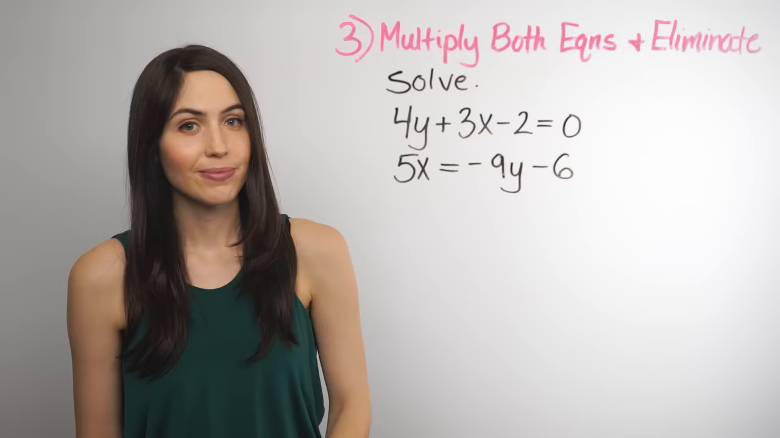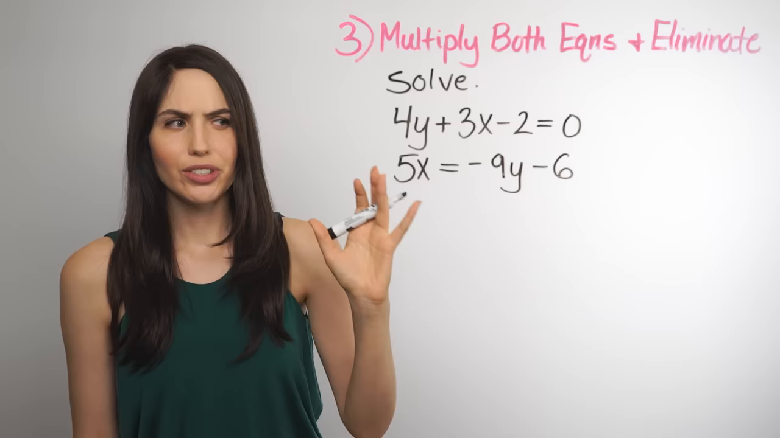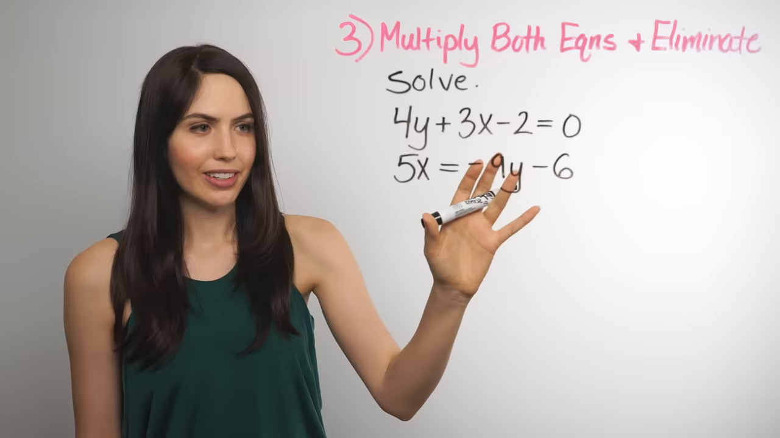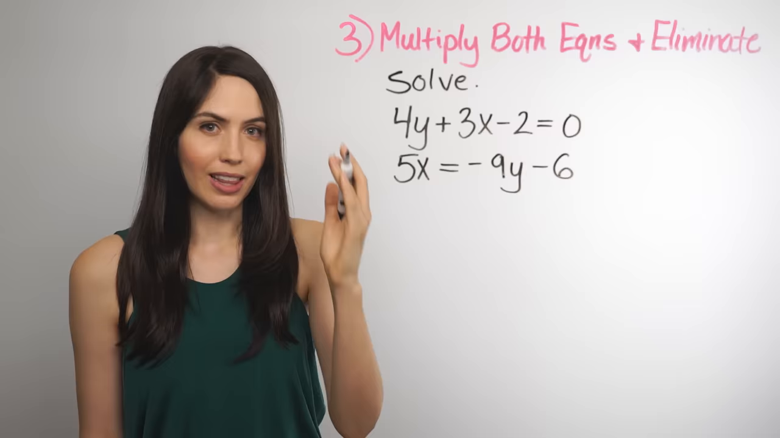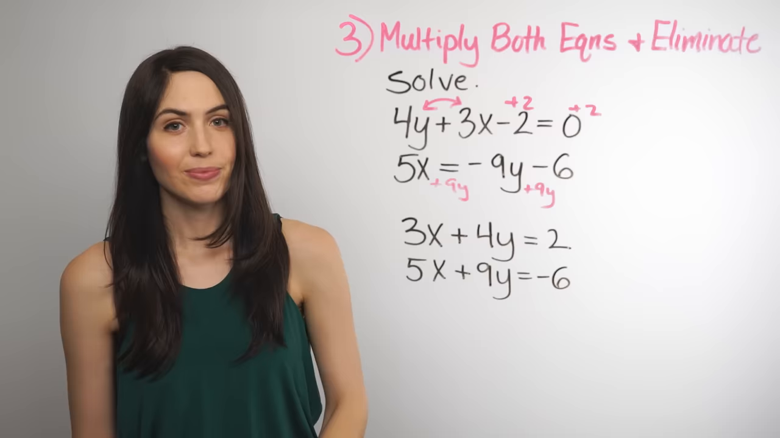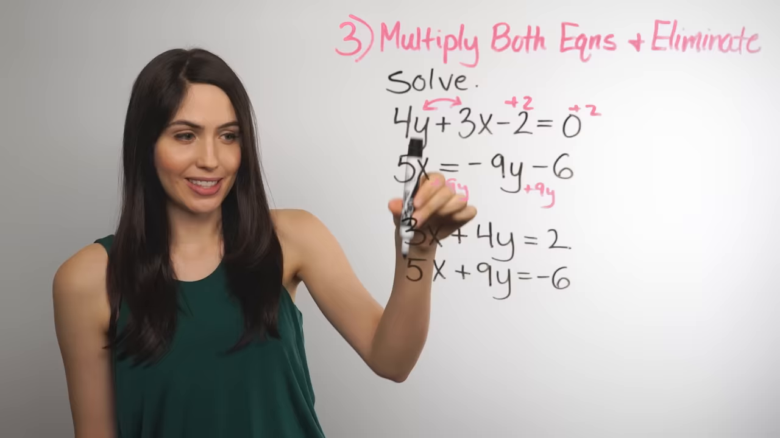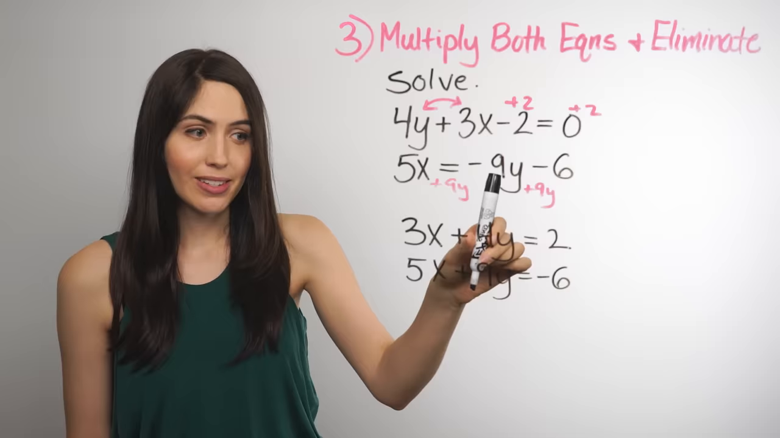Okay, here's another kind. First of all, this is a mess. Everything's out of order. Nothing's right about this order. Let's clean it up and line everything up. Okay, so now everything's ordered correctly. We have the x's lined up vertically, the y's, the numbers by themselves on one side. If you want to put the y's before the x's, you can. Just make sure that you do the same in both equations.